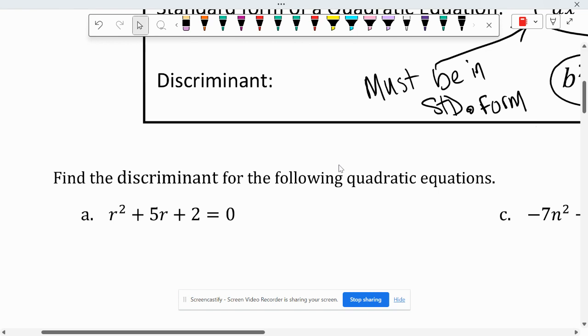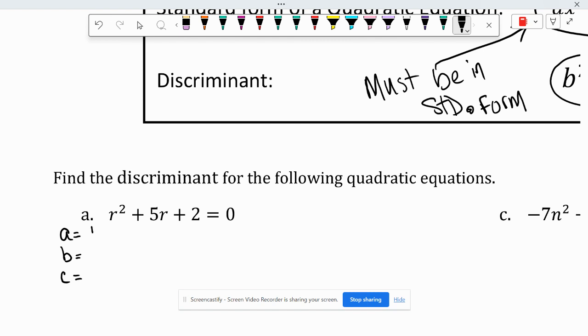So our first equation, r squared plus 5r plus 2 equals 0. Well, the first thing I'm going to do is label A, B, and C. Let's figure out what those are. So is this in standard form? Yes, it is. What's the value of A and B and C?